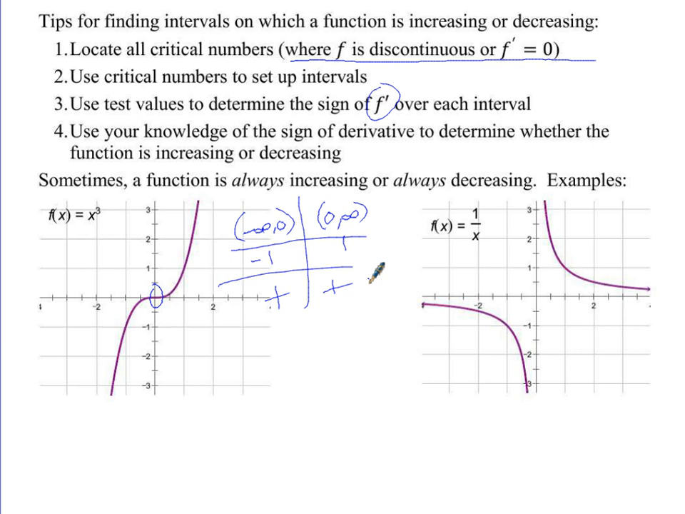On this one, we have a critical number at 0 again, because we have a vertical asymptote. So you'd have the same setup here for your intervals, negative infinity to 0, and then 0 to positive infinity. You'd probably pick negative 1 and positive 1, except this time you'd wind up negative for this side and negative for this side. The function's always decreasing.